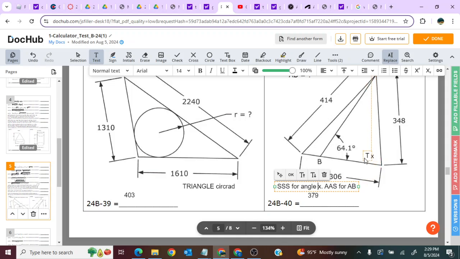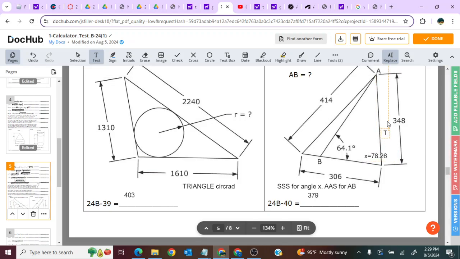So you get an angle of around 78.26. Should be about the angle you get. And then you can either use law of sines to figure out that side or use our AAS program to solve for AB. You do that, you get 379, you move on.